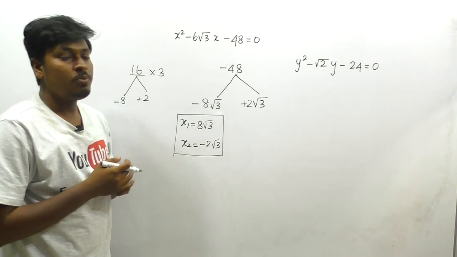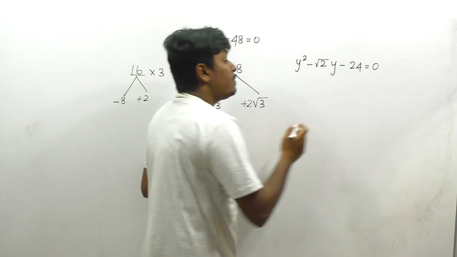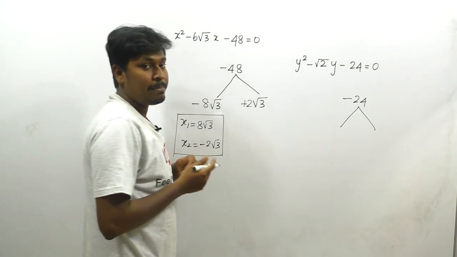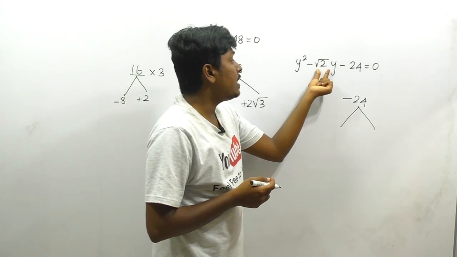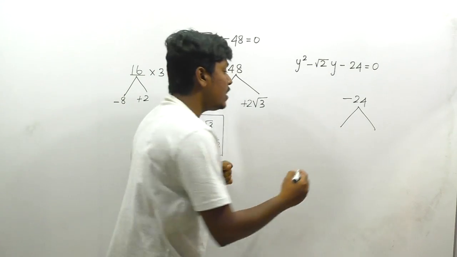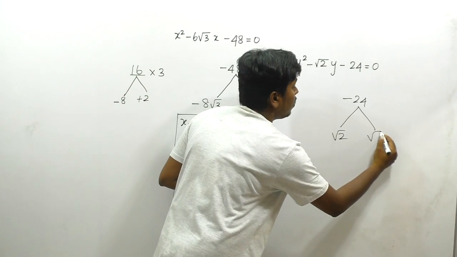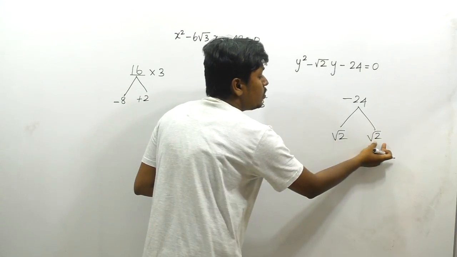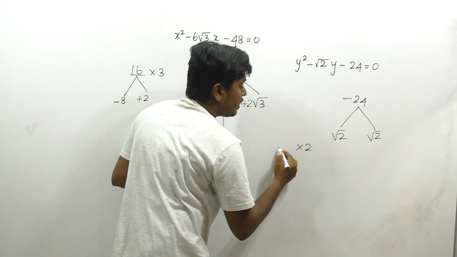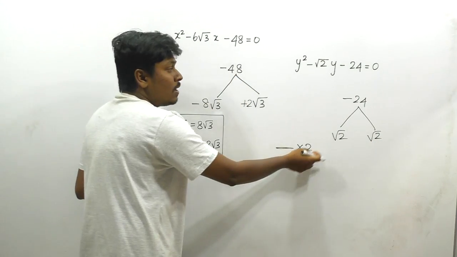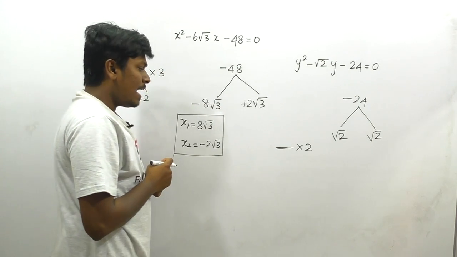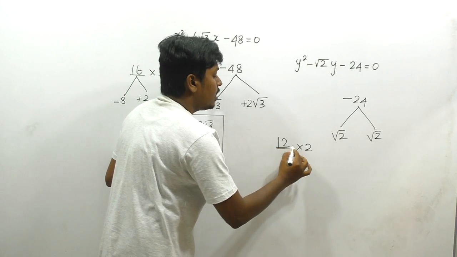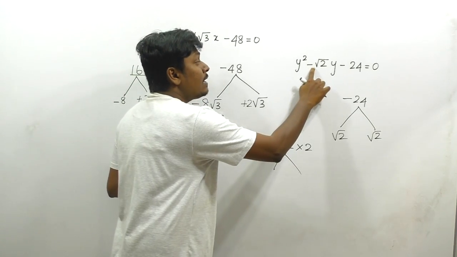So let me similarly move on to the y term, friends. Listen, step number 1 is to write minus 24. Step number 2, we need to look at the number here, which is root 2. So on both sides we need to write root 2 and root 2. Then multiply root 2 into root 2, that is 2. The number that we multiply with 2 so that the result is 24 is 12, since 12 into 2 is 24. Now step number 3, to bring here minus 1.